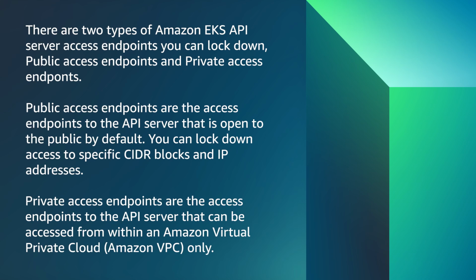There are two types of Amazon EKS API server access endpoints you can lock down: public access endpoints and private access endpoints. Public access endpoints are the access endpoints to the API server that is open to the public by default. You can lock down access to specific CIDR blocks and IP addresses. Private access endpoints are the access endpoints to the API server that can be accessed from within an Amazon virtual private cloud, or Amazon VPC, only.